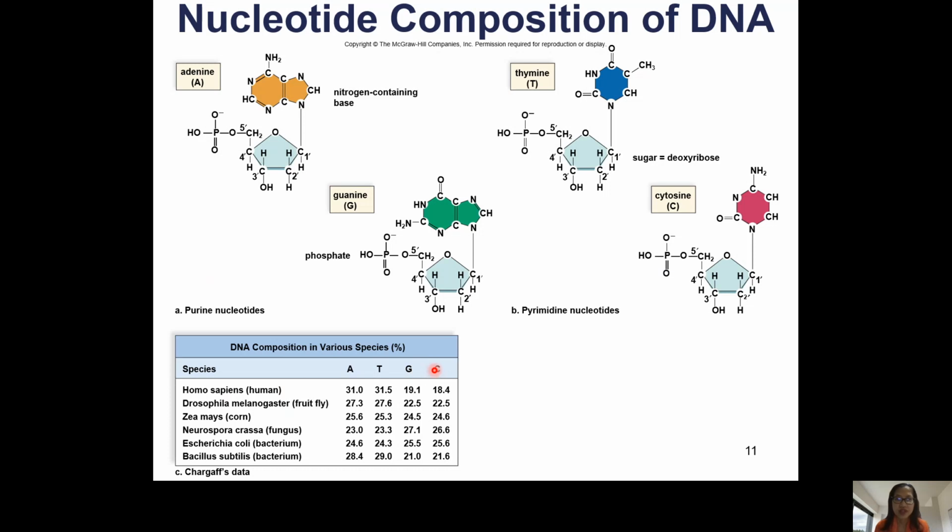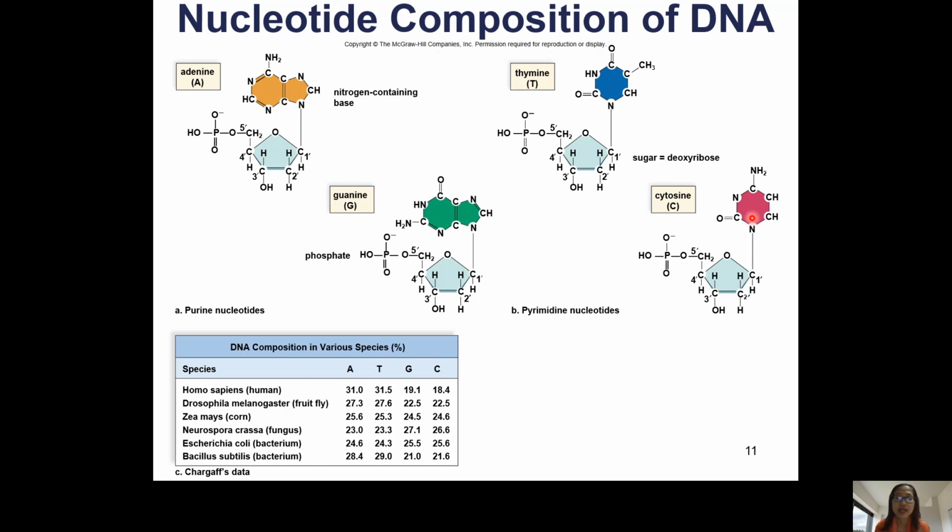Now we can also see the structure here. This is adenine, and then this is guanine. So they have 2 ring structures like this. And then this is thymine, and cytosine has only 1 ring structure. Don't forget about that. Later you can see the picture again, of course.